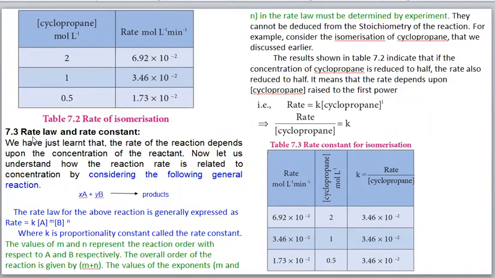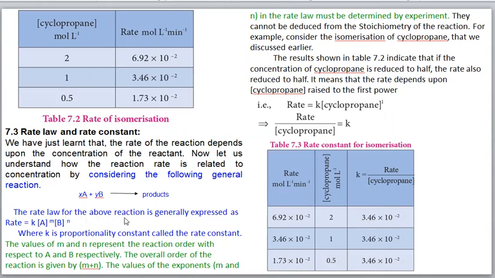First, about rate law and rate constant. We have just learned that the rate of the reaction depends upon the concentration of reactant. Now let us understand how the reaction rate is related to concentration by considering the following general reaction: xA plus yB gives product. For this reaction, how do we write a rate law?